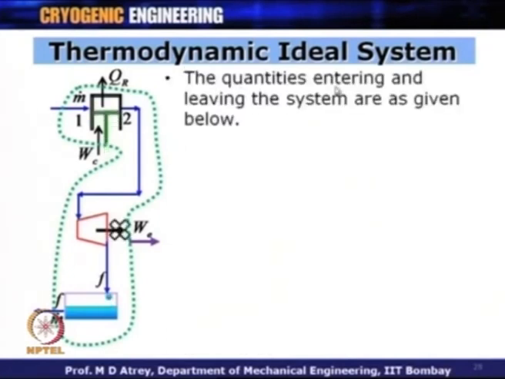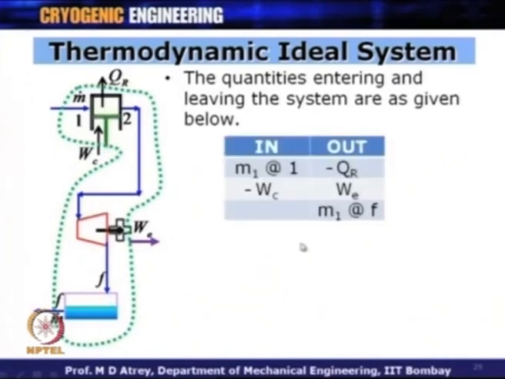What is coming into the control volume is the mass at point 1, which is M1, and WC, that is the work which is being supplied to the compressor. What is coming out of the system is the heat of compression QR, WE, the work of expansion, and again M1, because what was compressed is M1, the same thing liquefied, M1 at point F. If I apply the first law, energy coming into the control volume is equal to energy leaving the control volume.